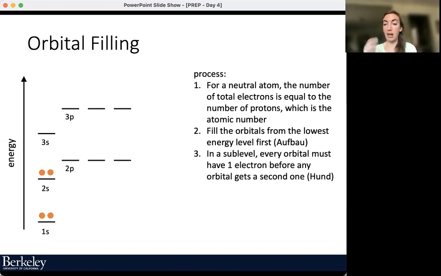So if I need to add a fifth electron, I need to move on to 2p. So I'm going to put one electron here. So now I have 5 electrons. Now I want you to pause and think about where you're going to put your 6th electron. Yeah, go ahead.